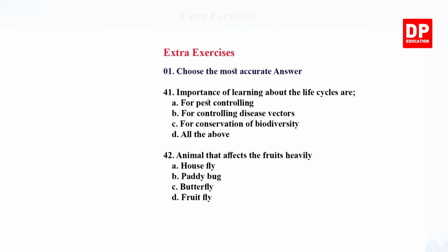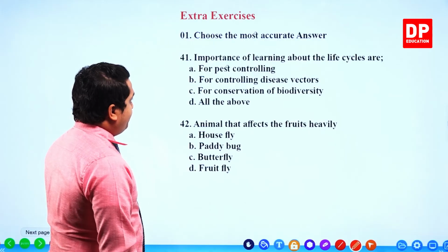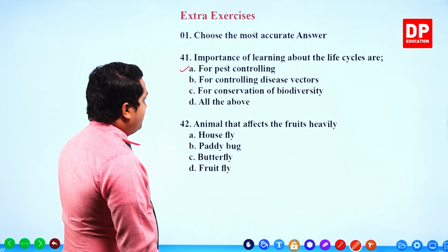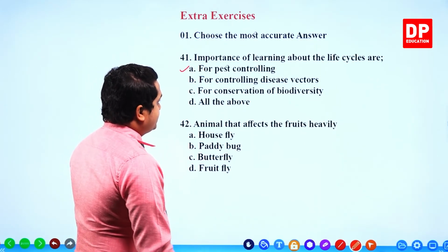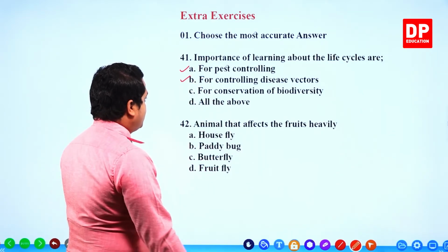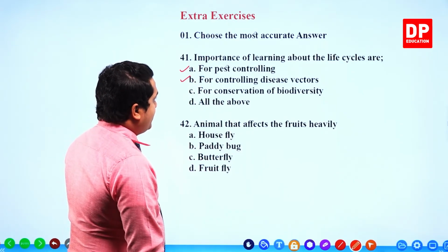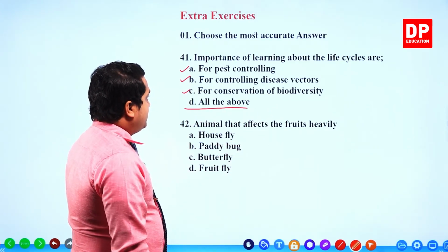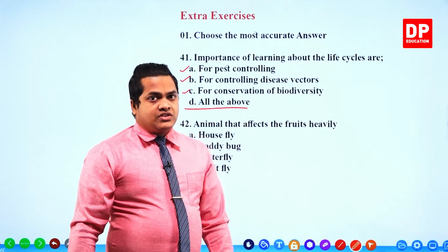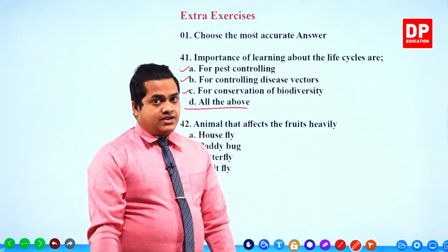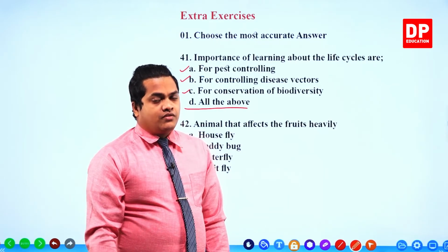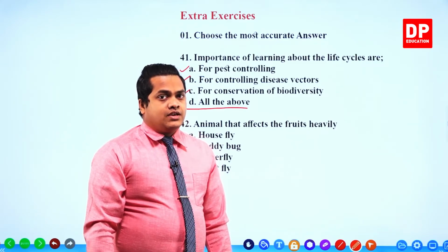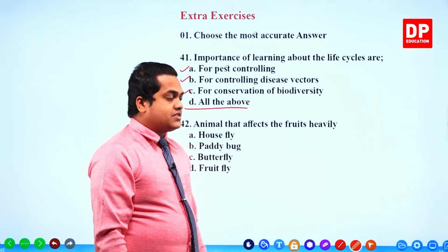Importance of learning about life cycles: for pest controlling, absolutely correct. For controlling disease vectors, once again it is correct, that is the second most common use. For conservation of biodiversity, again it is correct. All of these are important uses of studying the life cycles of animals. These are the important facts in learning life cycles of animals.